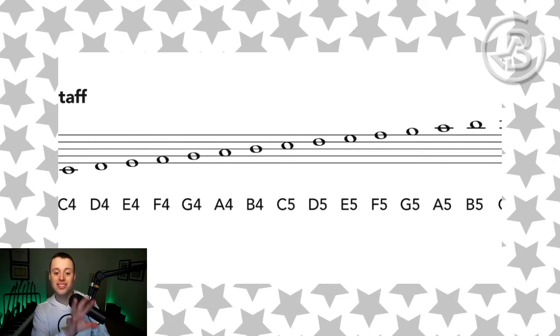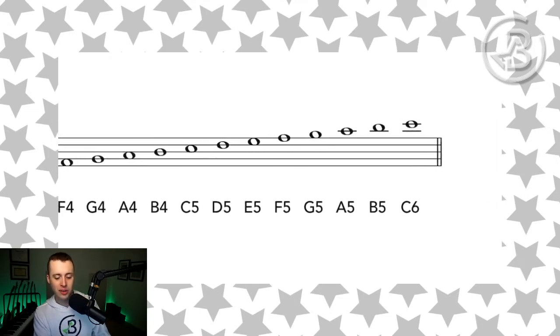numbers. So C5. The notes that come after that, D5, E5, F5, G5, A5, B5, and finally we have that C on ledger line 2 above the staff, and because we always change numbers on C, we're going to call that C6.